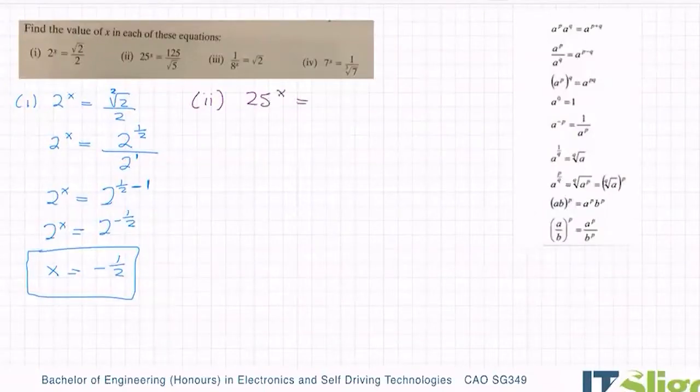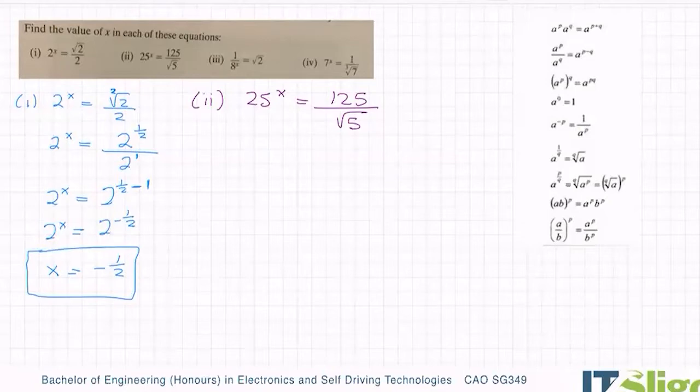25 to the power of x is equal to 125 over root 5. Okay, so a trick of the trade, you bring it down to the lowest common multiple, I suppose. So 5 divides into all of them, so you'd bring them all down to the power of 5, because remember you need the base numbers to be the same in order to let the powers equal each other. Okay, so how do I do that?